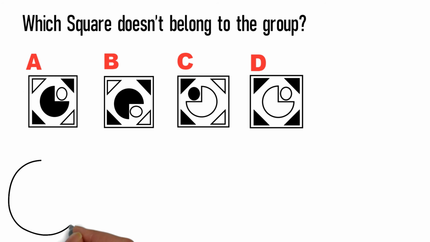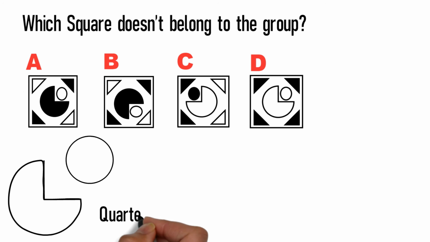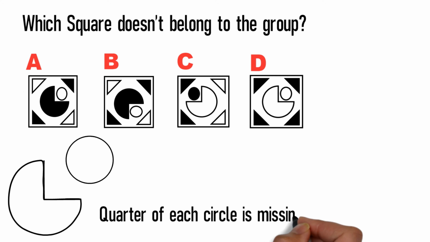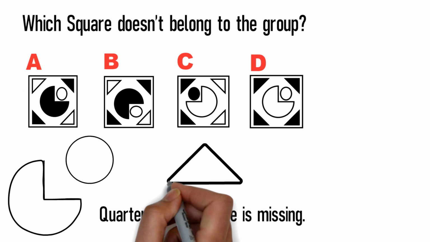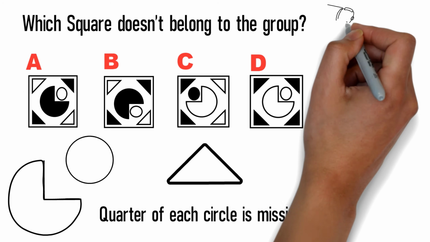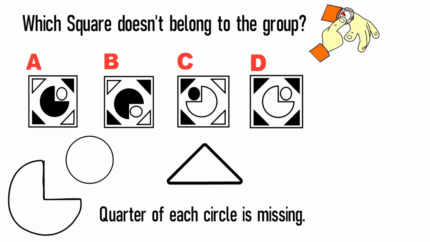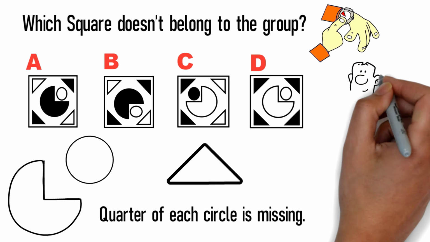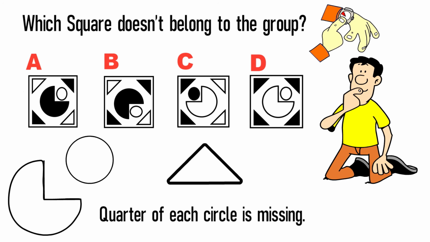Each square contains 2 circles inside. In the large circle, a quarter of the circle is missing, and instead replaced with the small circle. All squares also have triangles in the corners. Give yourself 5 to 10 seconds to see if you can come up with the answer. Do you see the answer? Let's continue to see how we can solve this challenge and get to the correct solution together.